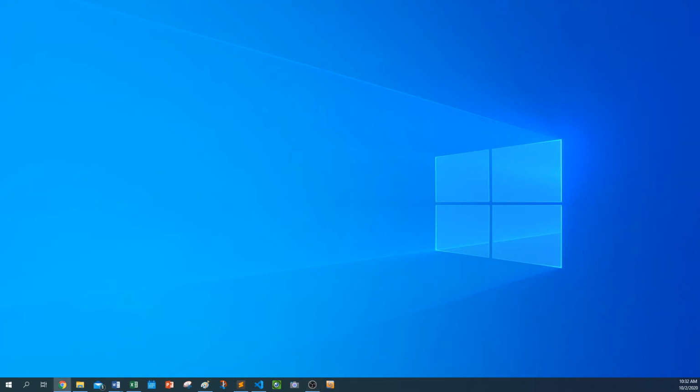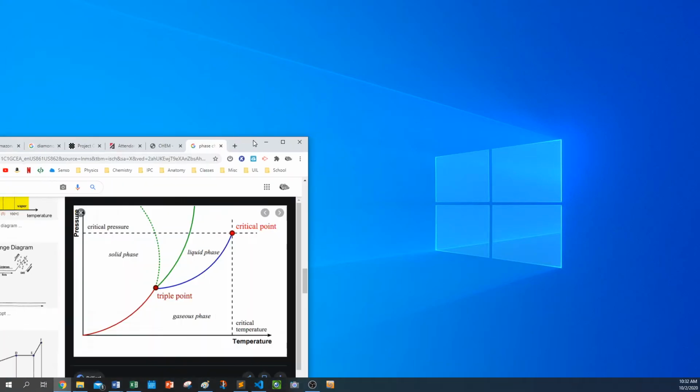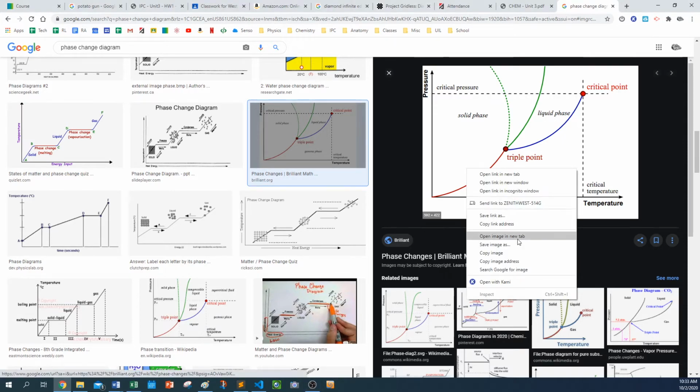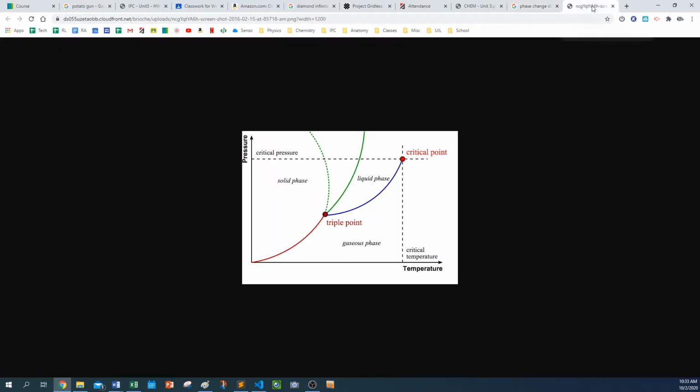Alright, so I didn't have time to finish explaining phase change diagrams. See if I can find a good one online. Phase change diagram. So here's one, can y'all see it?